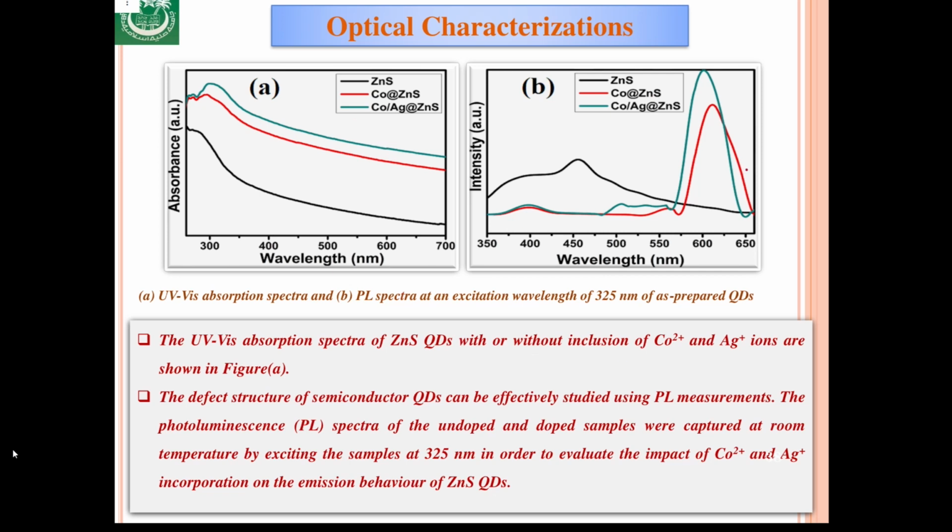Again, of importance to us was the emission spectrum, from where we noticed that this black curve is the PL spectrum of the undoped zinc sulfide, which has no emission here in the red region, but with the incorporation of cobalt, a new peak emerged centered about 620 nanometer, which further got enhanced with the co-doping of the zinc sulfide quantum dots by cobalt and silver.